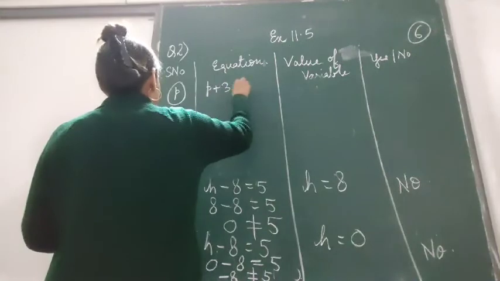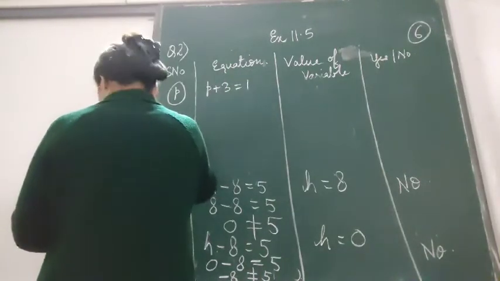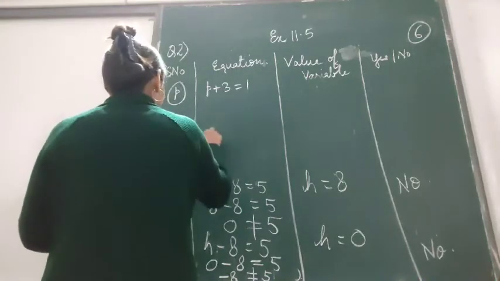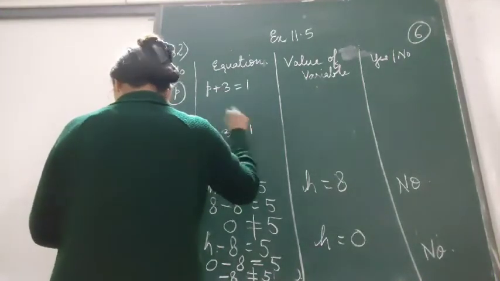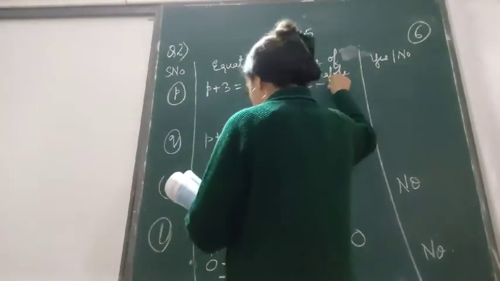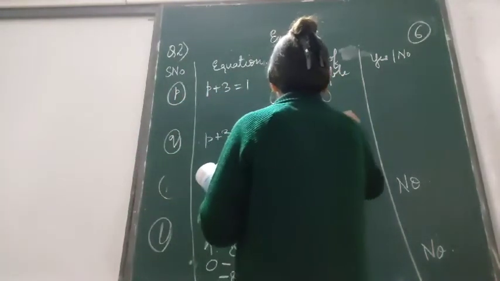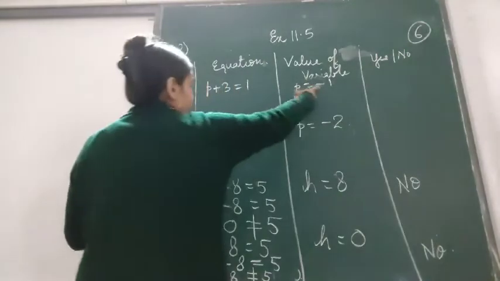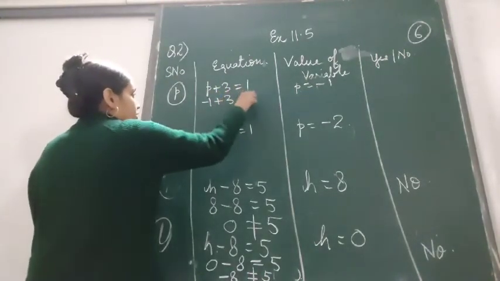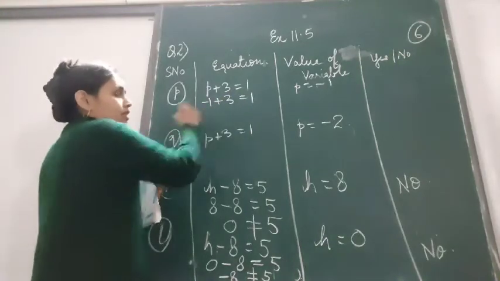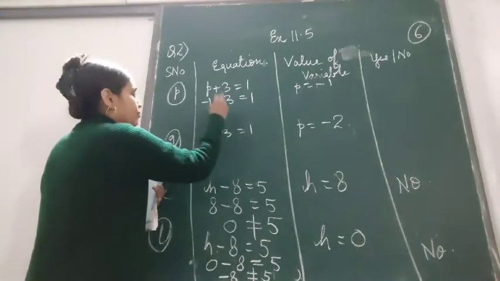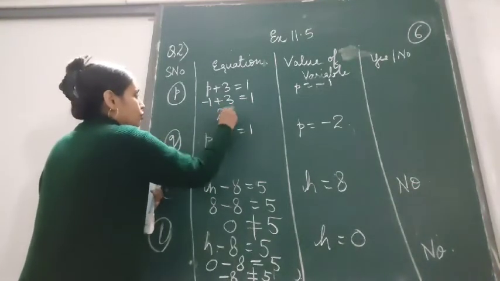P plus 3 is equal to 1. Value of P is minus 1. Value of P is minus 2. So here we put the value of P as minus 1. So minus 1 plus 3 is equal to 1. Now children, minus plus is minus. We have discussed this before also. So 3 minus 1 is equal to 2.